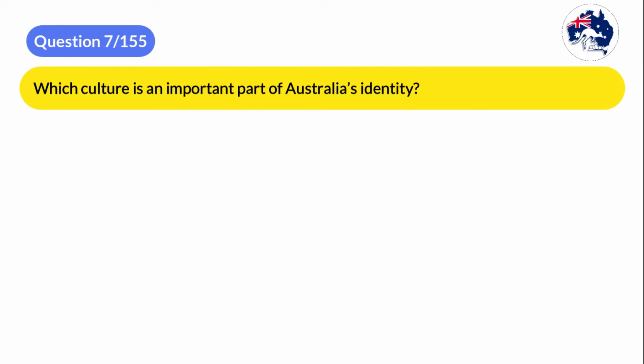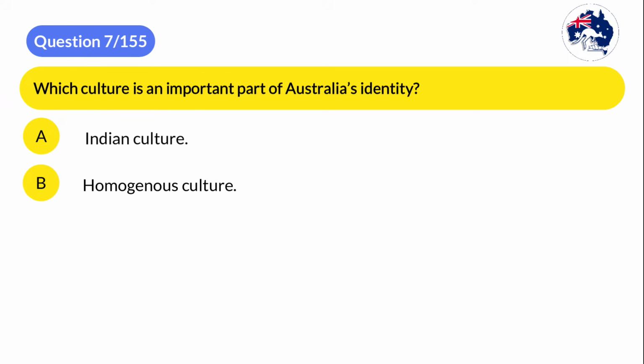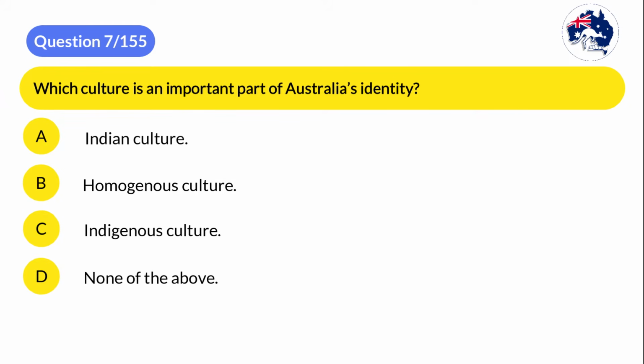Question 7. Which culture is an important part of Australia's identity? A. Indian culture. B. Homogeneous culture. C. Indigenous culture. D. None of the above. The correct answer is C.